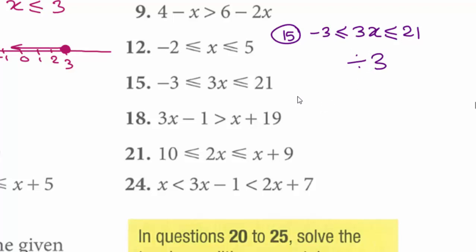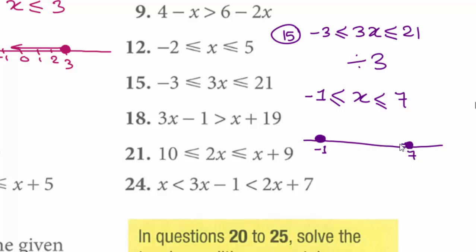Then negative 3 divided by 3 is equal to negative 1. It's less than or equal to 3x divided by 3, which is x, and 21 divided by 3 is equal to 7. Now we need a number line. On the number line we mark negative 1. Let's say here is negative 1, and the beginning of the line is closed on negative 1 because of this, and we mark 7. Let's say 7 is here. x covers the numbers that are between negative 1 and 7.